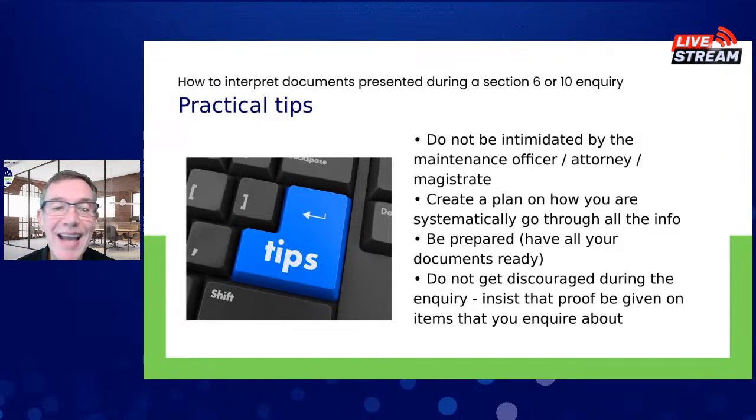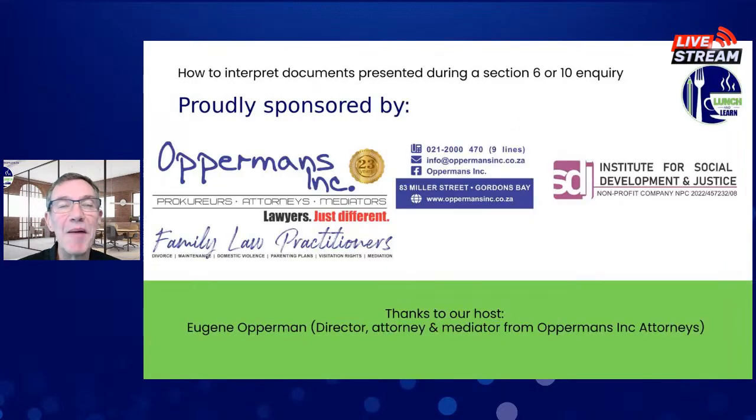Lastly, do not get discouraged during the inquiry because it seems like a daunting task. It's so much that you have to go through. Remember that you're doing it for your child. It is for the benefit of the children. It's in the best interest of the child that you go through this process. And insist on proof. If they make an allegation, the golden rule of evidence is that someone who alleges something needs to prove it and have the backing to prove it up. That is, in short, the practical tips on how to present and to interpret the documents during a Section 6 or 10 inquiry.